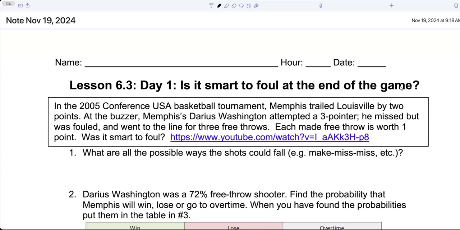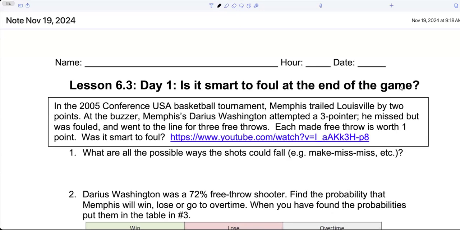Right, so it says, in the 2005 Conference USA basketball tournament, Memphis trailed Louisville by 2 points at the buzzer. Memphis's Darius Washington attempted a three-pointer. He missed, but was fouled, and he went to the line for 3 free throws. Each made free throw is worth 1 point. Was it smart to foul?